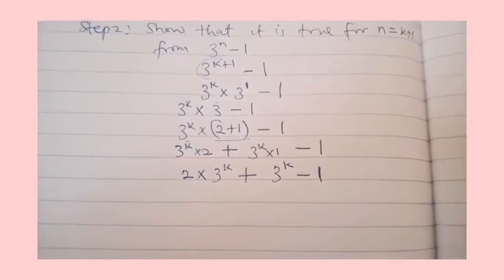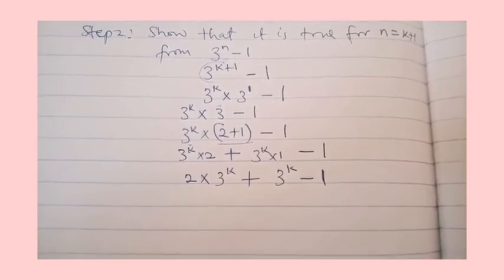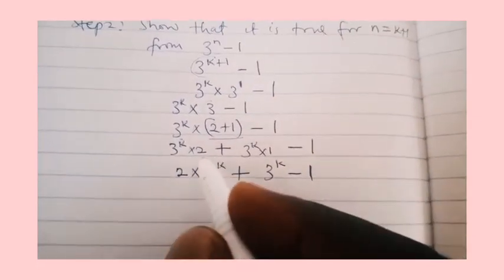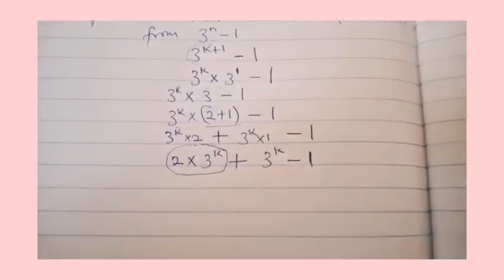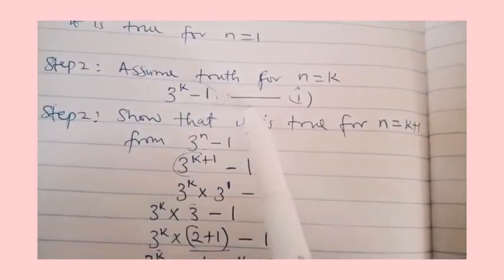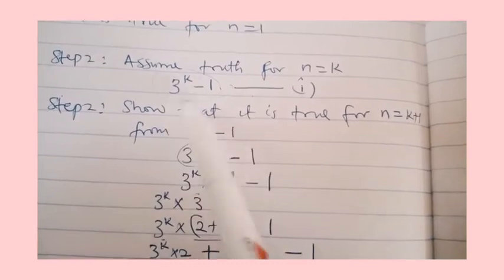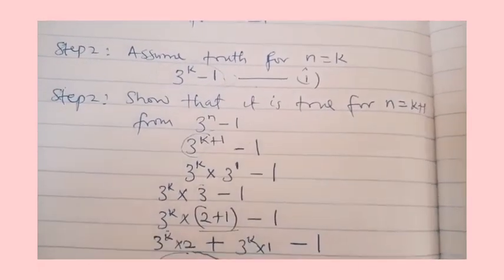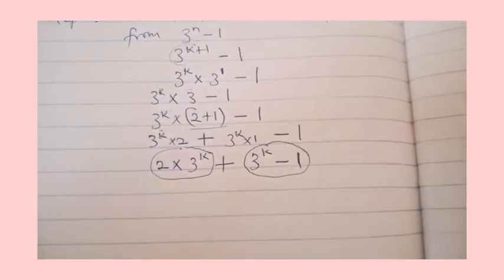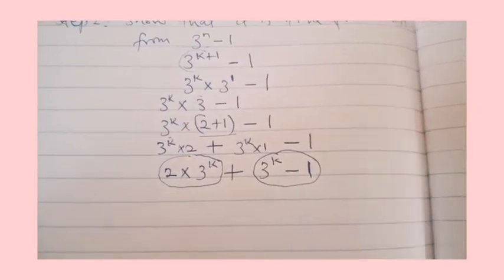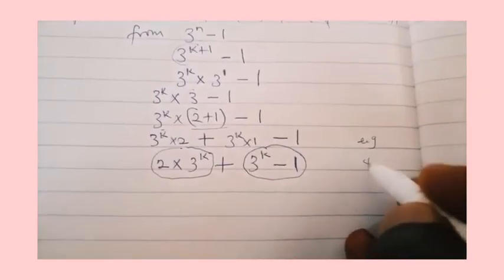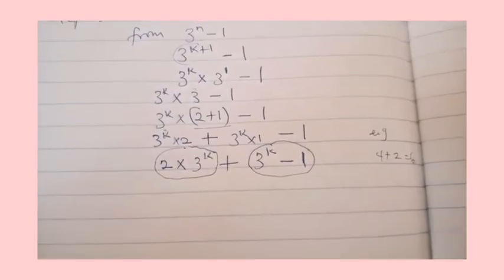Alright. Now, anything multiplied by 2 will always be a multiple of 2. Of course, that is certain. So this is a multiple of 2. Also, from 1, if we go back to 1, we already assumed that 3 to the power of k minus 1 is a multiple of 2. That means this is also a multiple of 2. Think about any two multiples of 2, add them up, they will still give us a multiple of 2. For example, 4 plus 2 will give us 6, and 6 is also a multiple of 2.